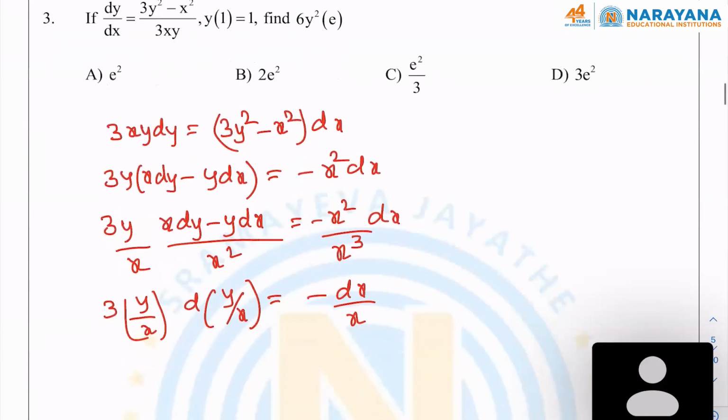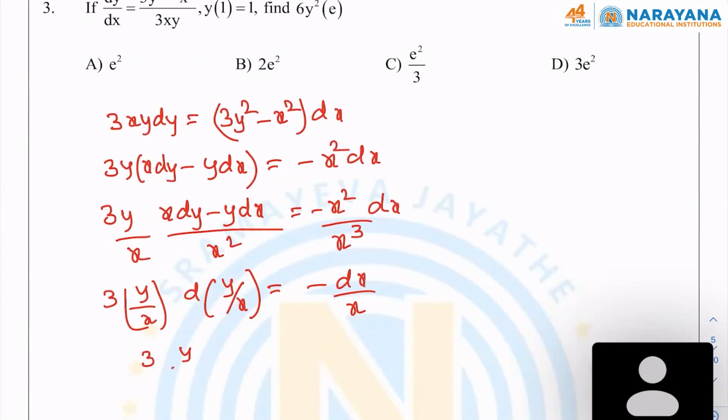So the value of the left hand side is equal to 3 into (y by x) whole square by 2. Integration of f of x into f dash x is equal to f square x by 2. So here I'm integrating both sides. So I'm getting 3 by 2 into (y by x) whole square is equal to minus ln x plus c.